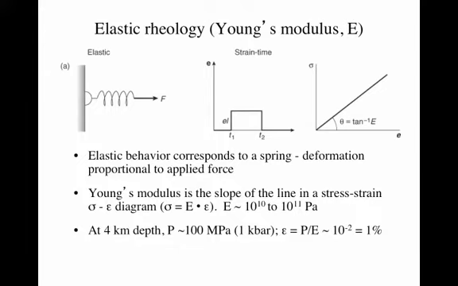And at 4 kilometers depth, which corresponds to a pressure of about 1 kilobar, the strain is equivalent to the pressure divided by Young's modulus, and that works out to about 1%.